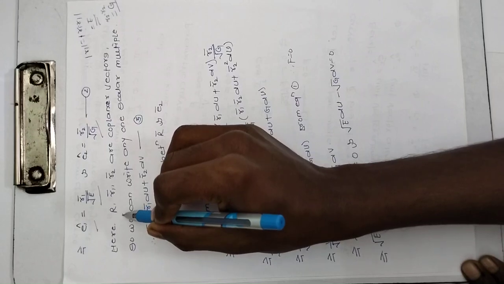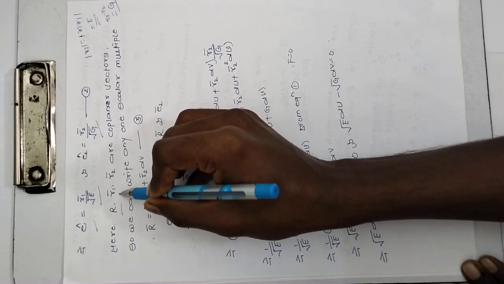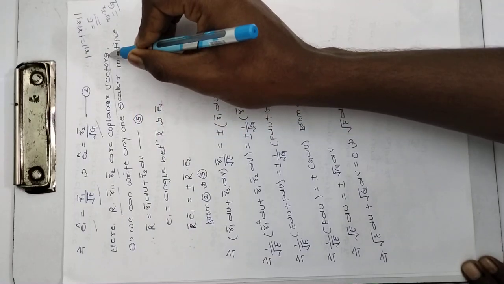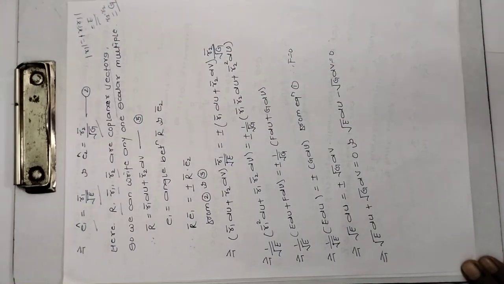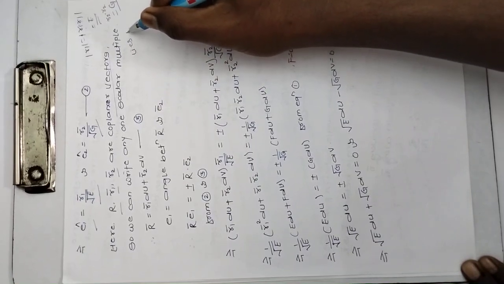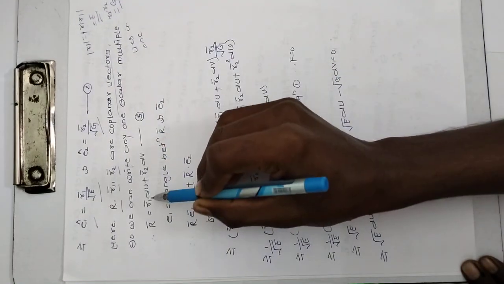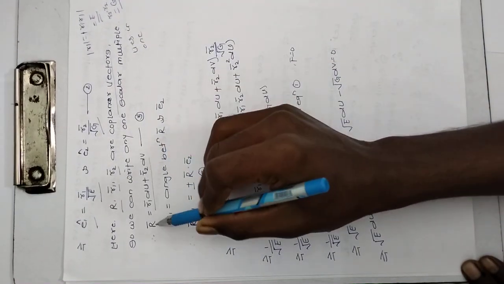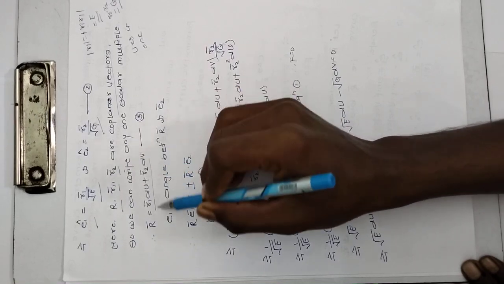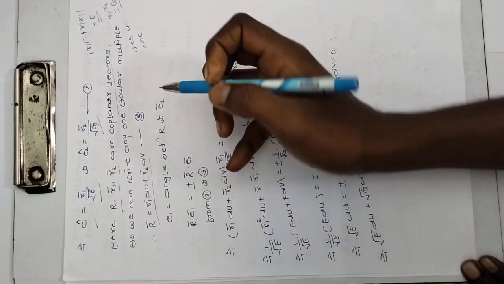Here capital R, R1 bar and R2 bar are coplanar vectors. Coplanar means they lie in one plane, so we can write R as a scalar multiple of these. So R bar is equal to R1 bar into du plus R2 bar into dv. So we can write it as a scalar multiple of this.